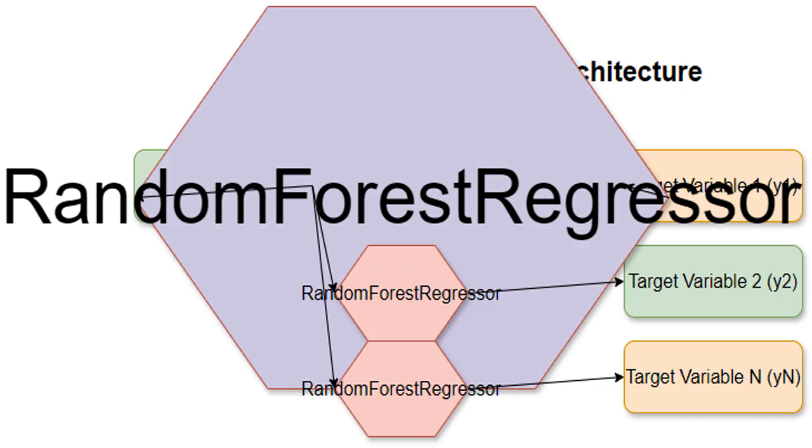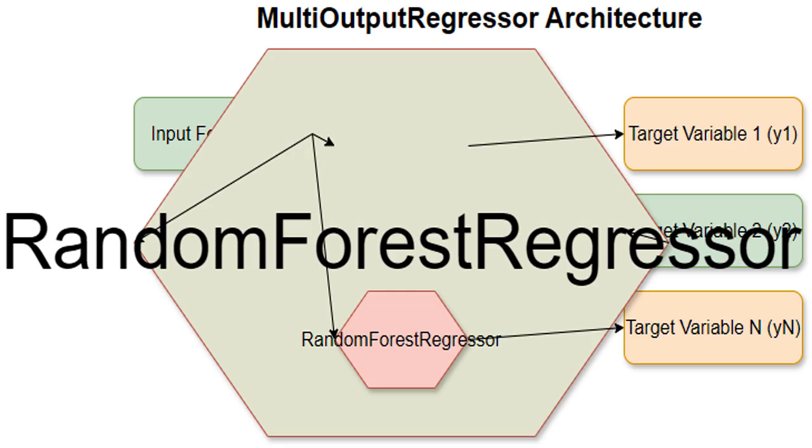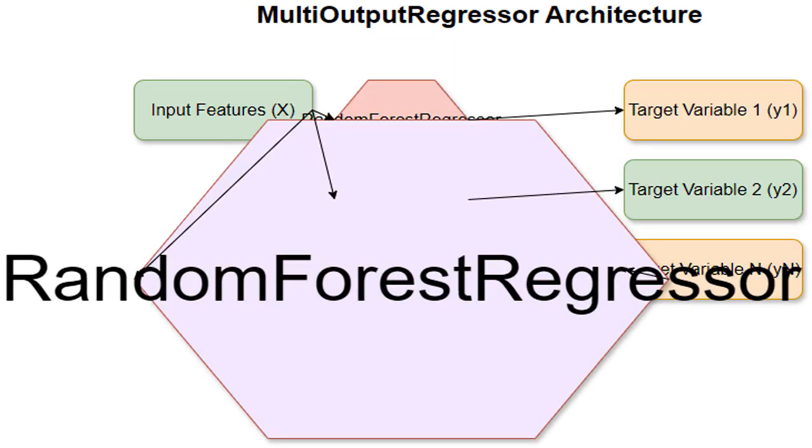This is the type of model used to predict each target variable. Scikit-learn's random forest regressor is a powerful machine learning algorithm that builds multiple decision trees to create a robust prediction model. Because multi-output regressor trains a separate model for each target variable, another random forest regressor is trained for the second target variable. And finally, a separate random forest regressor is trained for the nth target variable. Each of these regressors operates independently.